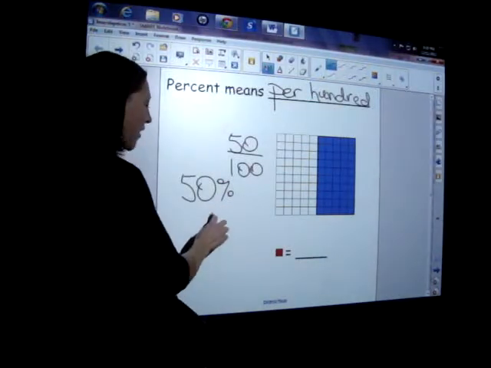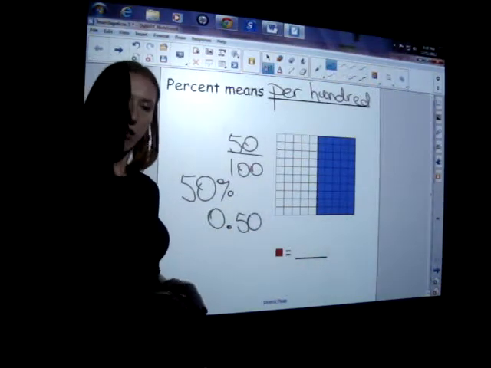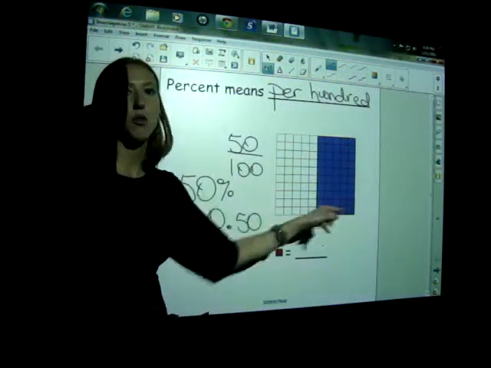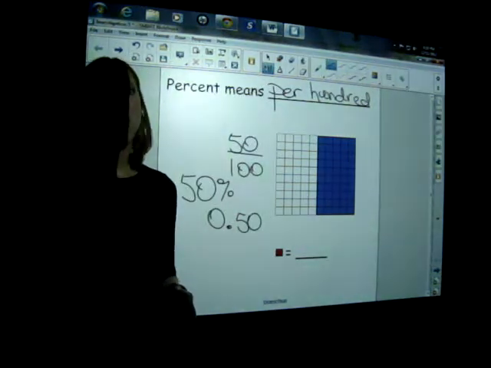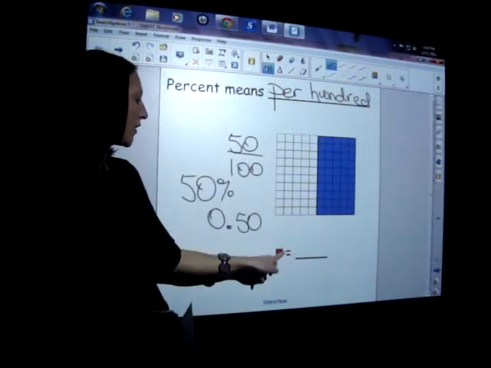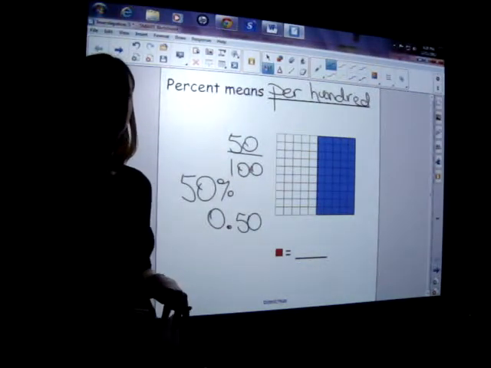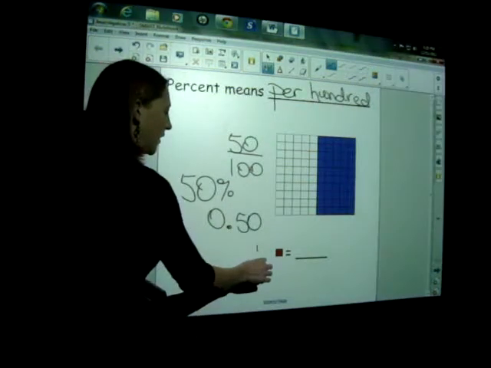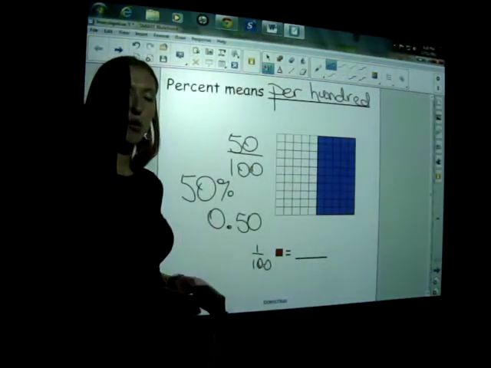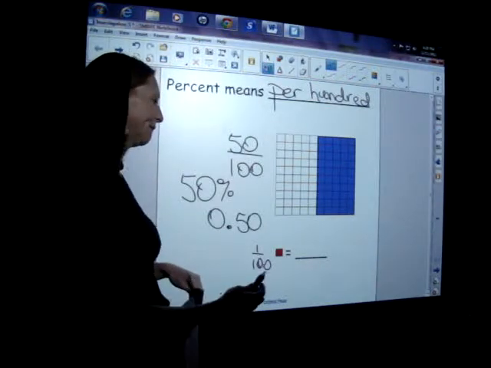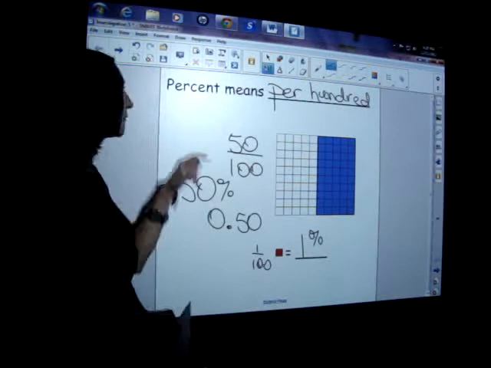As a decimal, this could also be written 0 and 50 hundredths. There's 50 squares that are shaded. Well, what would one square be? If you just shaded one of these squares here, what would that percentage be? It's 1 out of 100. So the percentage would be, take a guess, 1%.